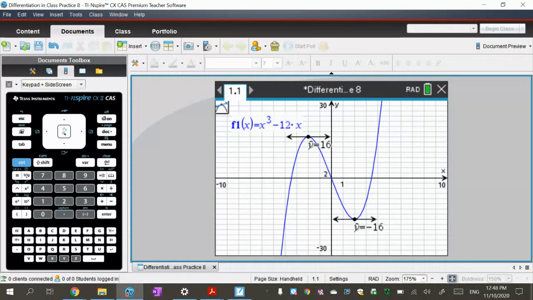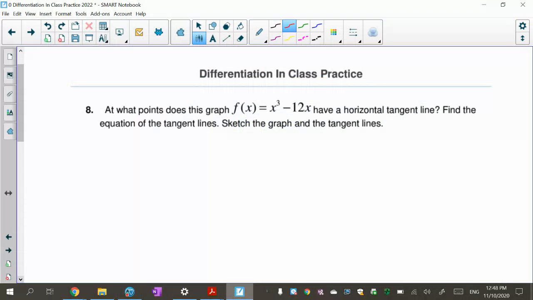I don't care if you do this first and you can practice it. So again, they want to know what points this graph has the horizontal tangent line. We think it's at -2 and 2, and then find the equations, which we did. And it says sketch the graph and the tangent lines. So first of all, we're going to do all the algebra to justify what we think.